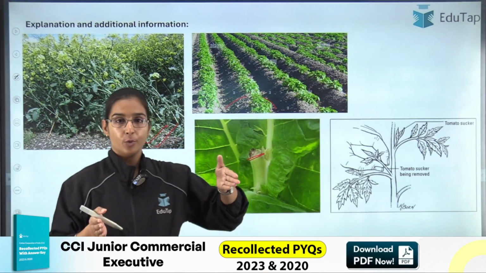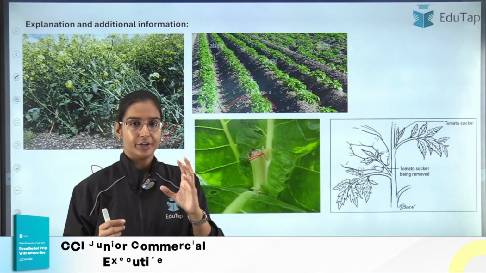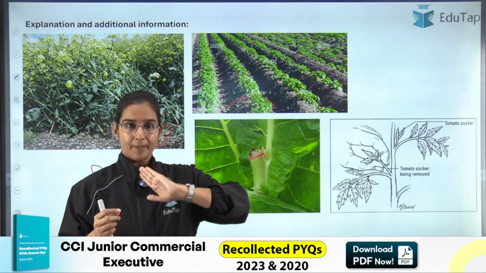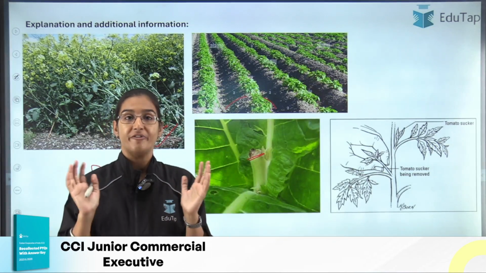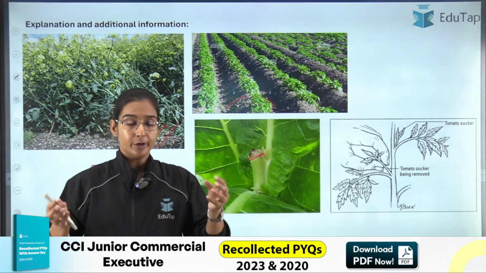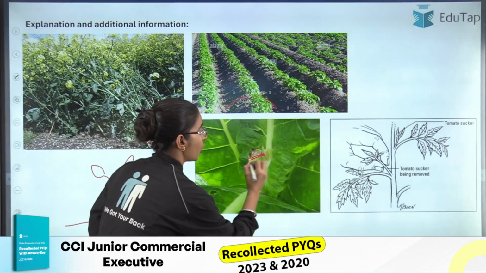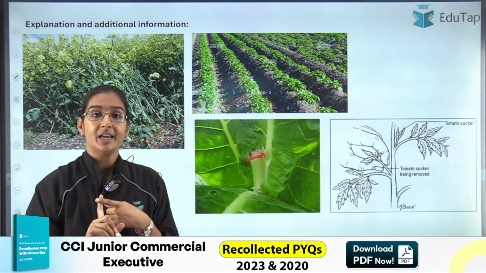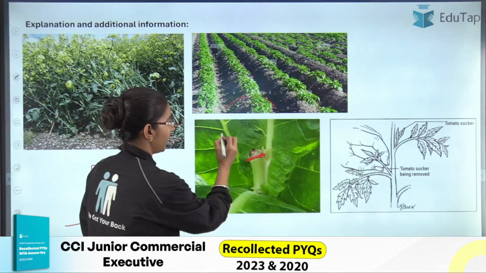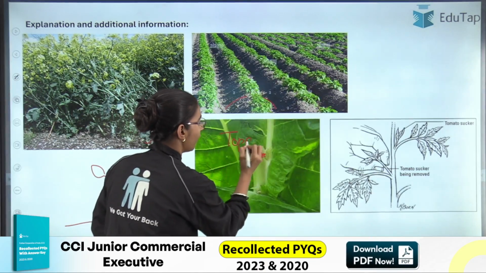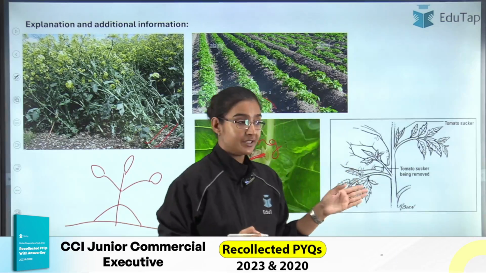So if the plant is growing vertically, right, the nutrition of the plant can be diverted to only one side. If the plant is growing vertically, but we as farmers want more vegetative growth, if we want the plant to grow more in the horizontal direction, then we will cut this auxiliary bud, right? So here the aim is to prevent the vertical growth of the plant, and this activity is known as topping.